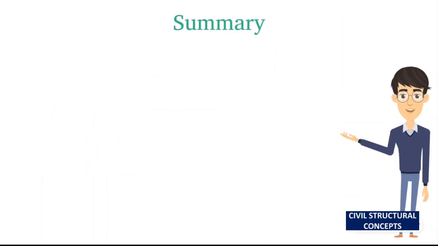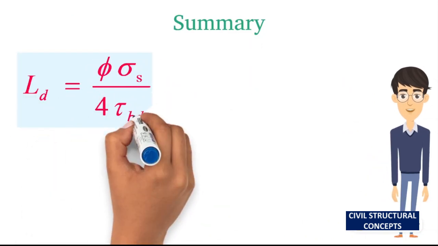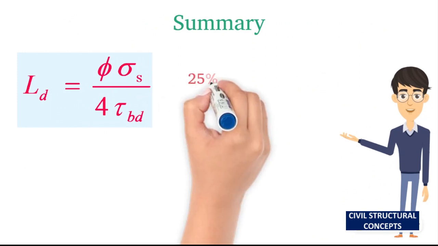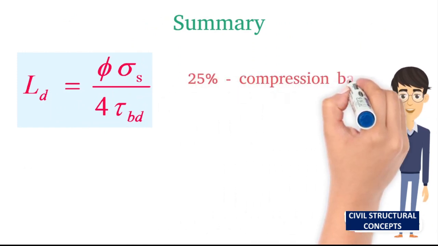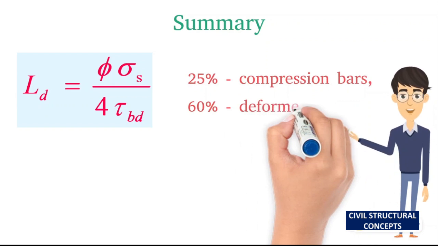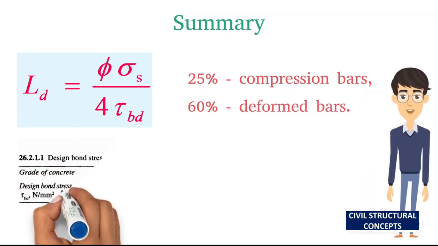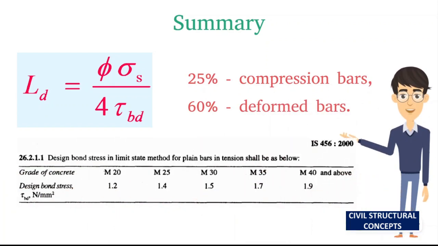To summarize, LD equals phi multiplied by sigma s, divided by 4 times tau BD. Increase tau BD by 25% for compression bars, and by 60% for deformed bars. Use following table from IS 456 for different concrete grades.